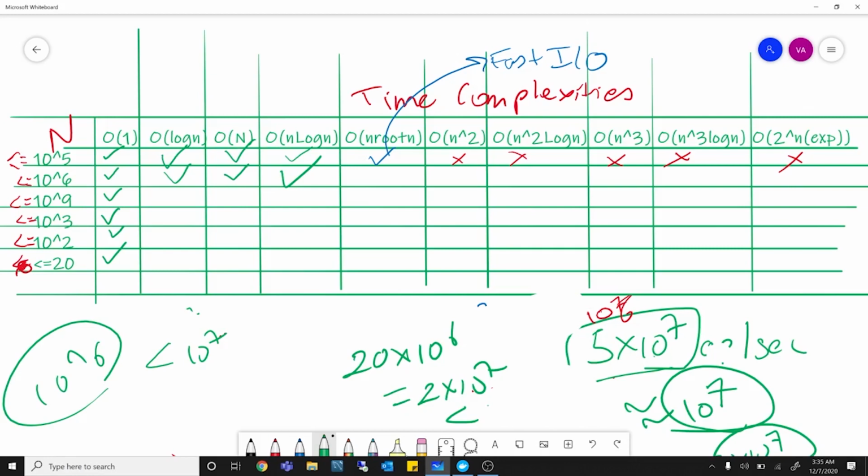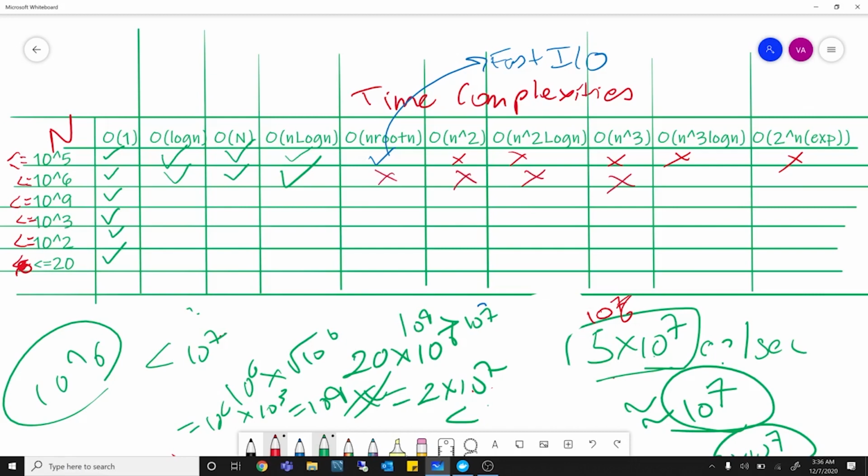All right. So now talk about n root n. 10 to the power 6 into root of 10 to the power 6, which is 10 to the power 6 into 10 to the power 3, which is 10 to the power 9. So definitely this is invalid because 10 to the power 9 is greater than 10 to the power 7. So all of the time complexities after n log n, which is n root n, n square log n, n cube log n, and exponential time complexity are all invalid for this case.